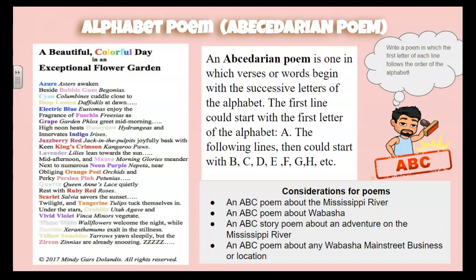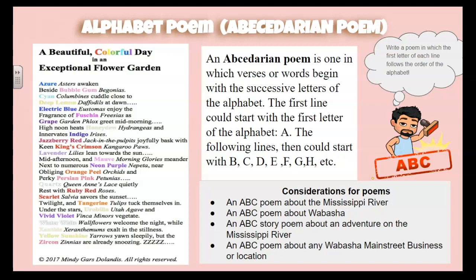Now the example I found here is actually quite unique and interesting. It's called A Beautiful Colorful Day in an Exceptional Flower Garden. And this poem has multiple things going for it. First of all, it follows the ABC pattern. Second, it has some alliteration with the letter for each line. So azure asters awaken, some alliteration. But third, it also uses colors and flowers in the poem along with the ABC pattern.